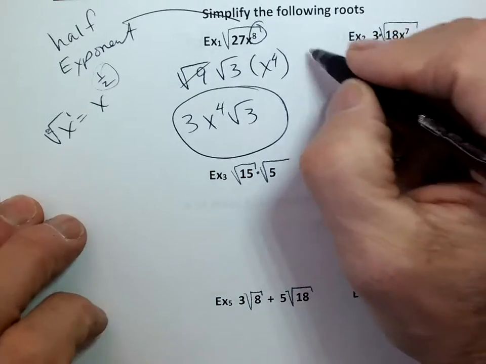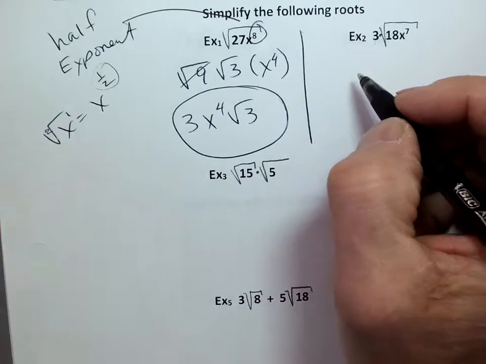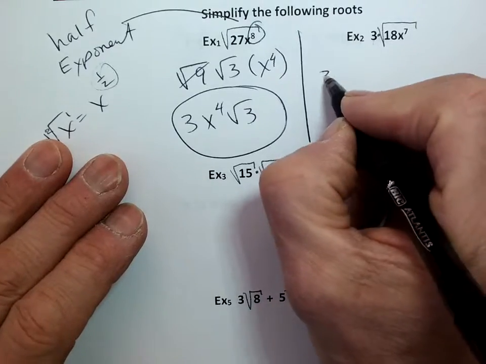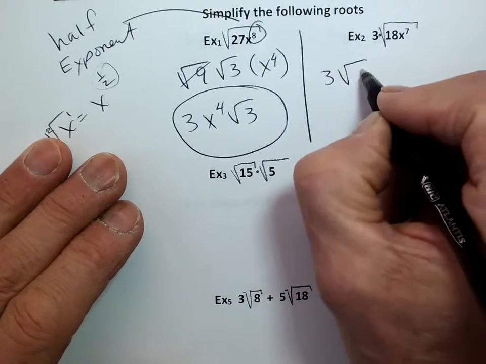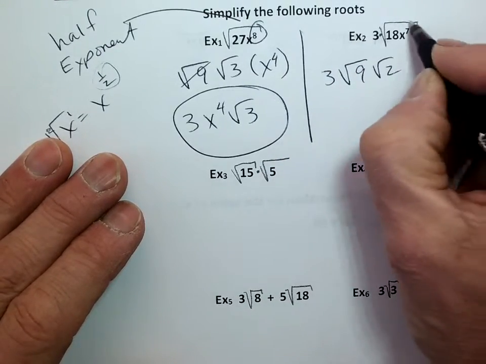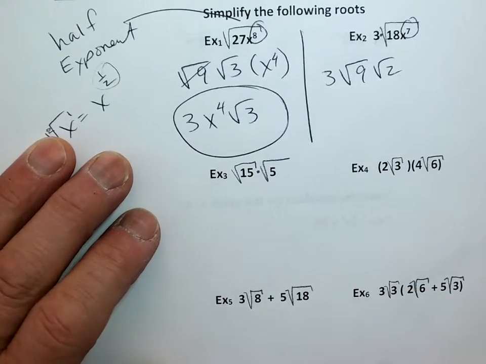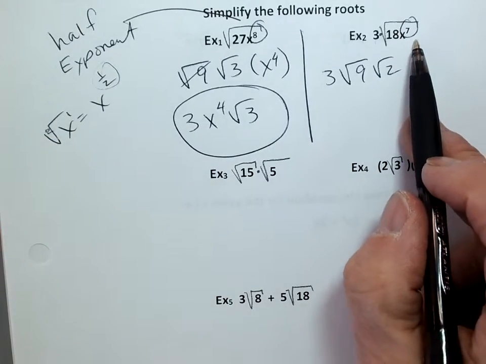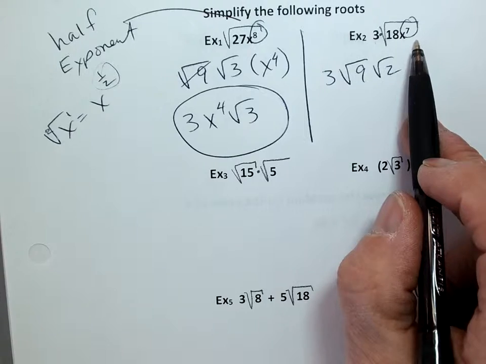So let's do number 2 since you're ahead of me. I like that. So the 3 is a regular whole number 3. Leave it on the outside. But 18 we're going to break up into the square root of 9, square root of 2. Now, if I'm going to take half, okay? If I'm going to take half of 7, I'm going to get a fraction or a decimal. I don't want that. I want to take half of a number that can be taken half of.